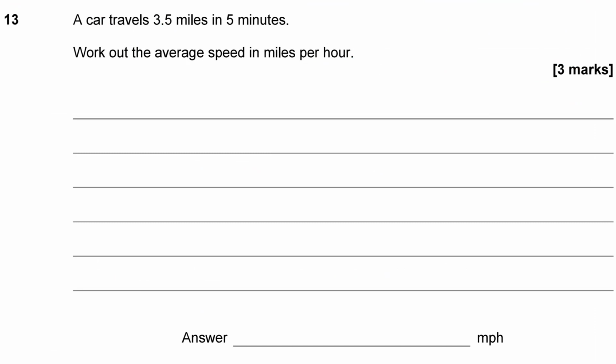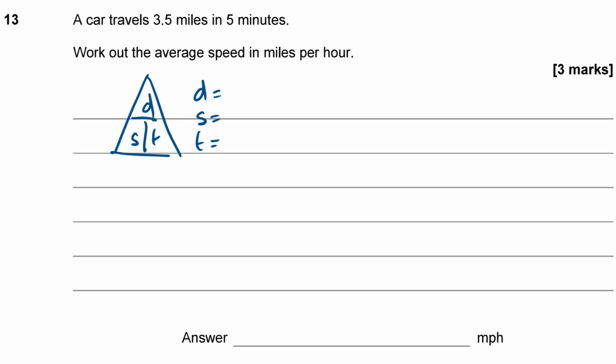Question 13. A car travels 3.5 miles in 5 minutes. Work out the average speed in miles per hour. Okay, well, this is a distance, speed, time problem. I don't know if you used the DST triangle to remember which way around it all goes. So distance, speed, time. So what are our 3 values that we've got here? Which one have been given, which one we need to find?